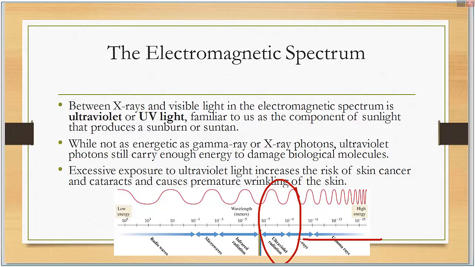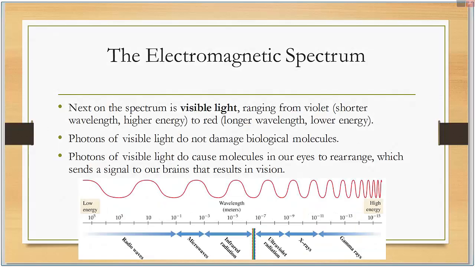Next, we have visible light, which is probably what you're most familiar with. It ranges from shorter wavelengths such as violet to longer ones such as red. Photons of visible light do not damage biological molecules. Photons of visible light do cause molecules in our eyes to rearrange, which sends signals to our brains and results in vision.